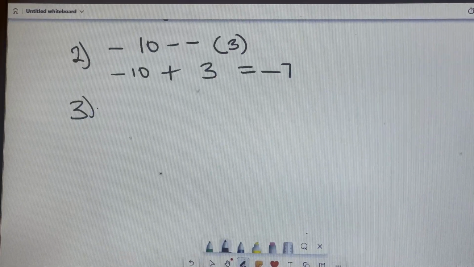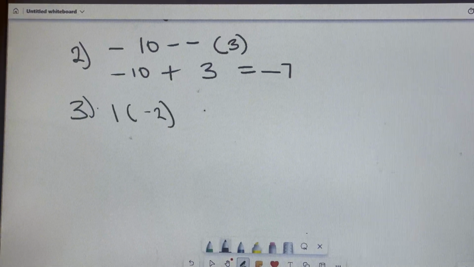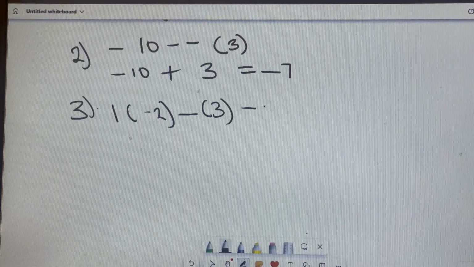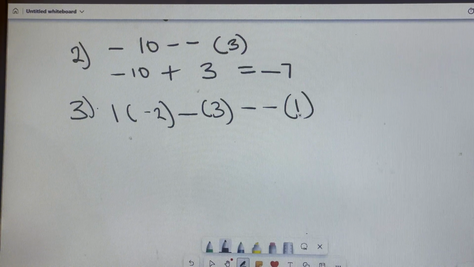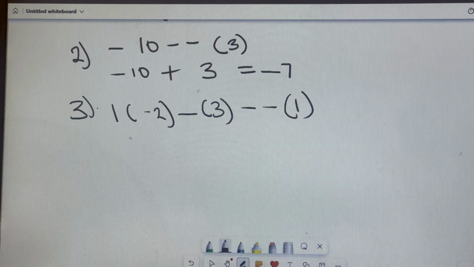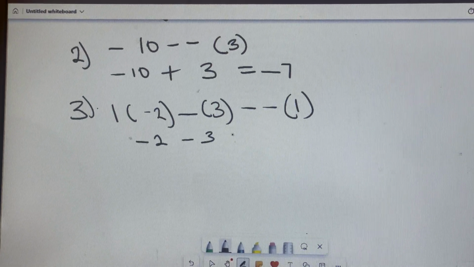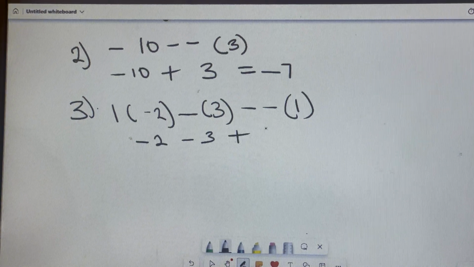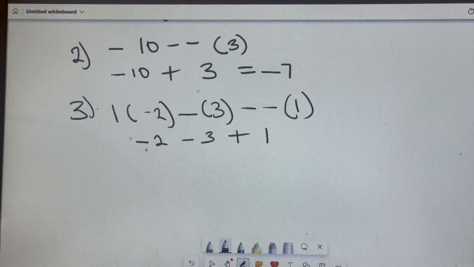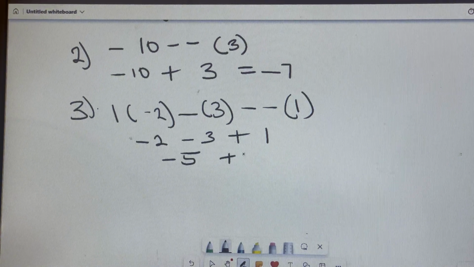Question number 3. We're given 1 multiplied by negative 2 minus 3 minus negative 1. So positive 1 multiplied by negative 2 is negative 2. Then you bring down this negative 3. Then negative negative turns to plus. You bring down 1. So negative 2, negative 3: you add the two numbers and keep the sign, which is negative 5. Then you bring down this positive 1.